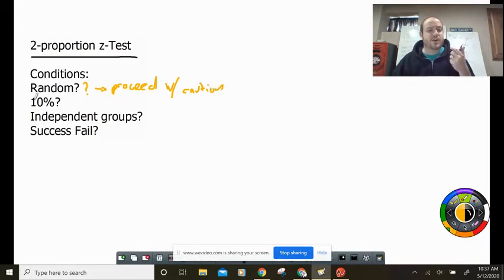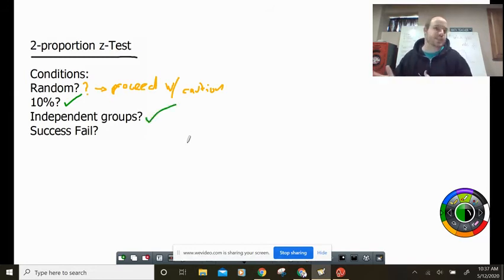Now, let's check out our other ones. 10%. Is 284 and 41 students going to be more than 10% of all students? Heck no. So that one's very easy, we did this, it's less than 10% of the population. Independent groups. Do I think that my group of students whose parents disapproved are going to change the outcomes of the other students? Well, any more than normal peer pressure, I'd say no. So we're probably safe here.